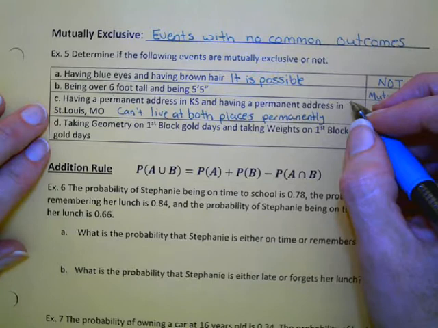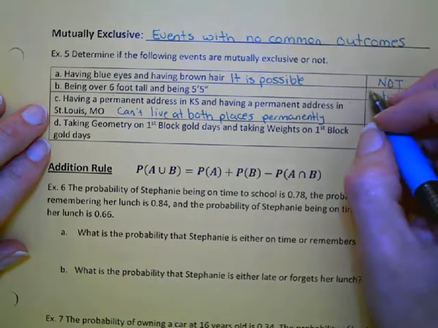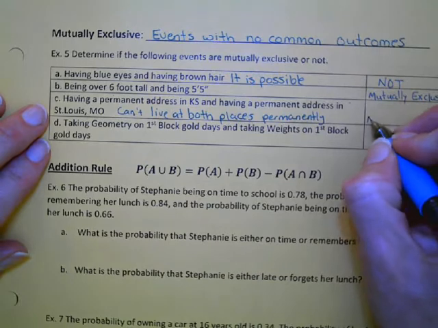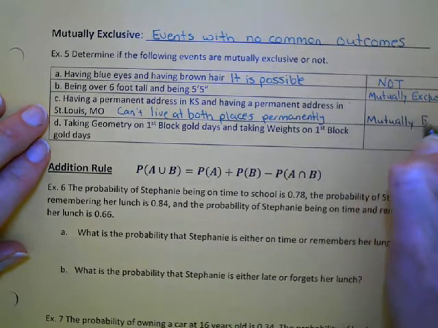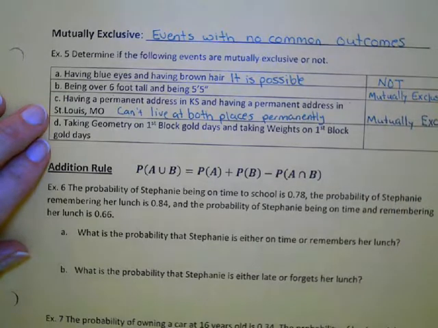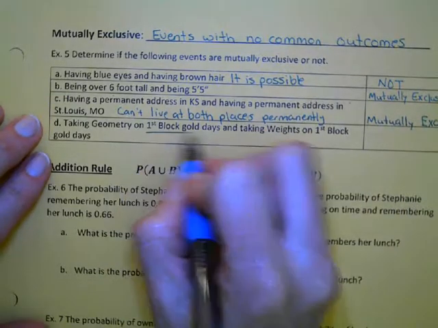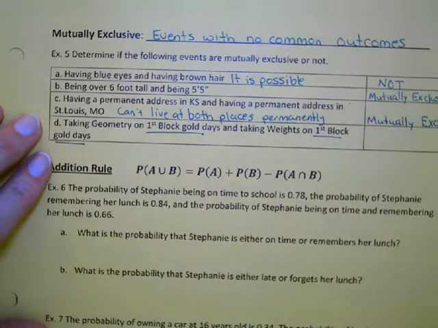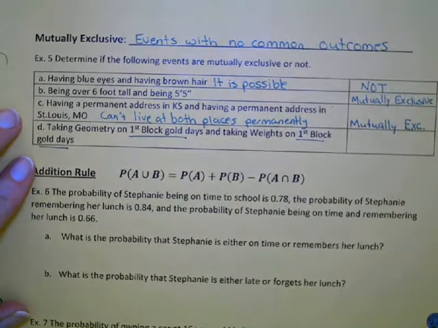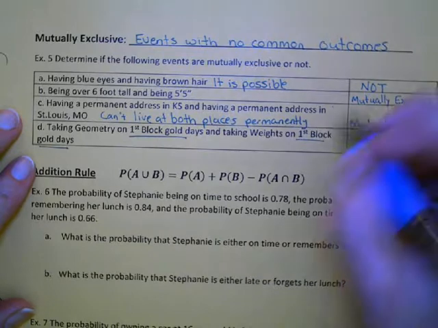So if you can't do both of those, then that is mutually exclusive. Taking geometry first block and weights on first block. So both of these classes are on first block. Can you take both of them? The answer would be no. This is mutually exclusive.